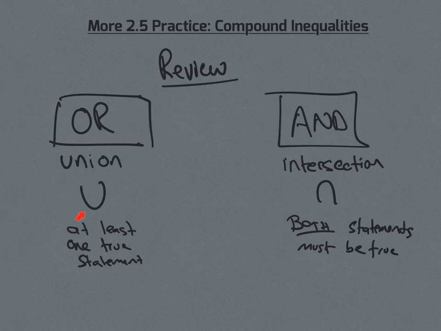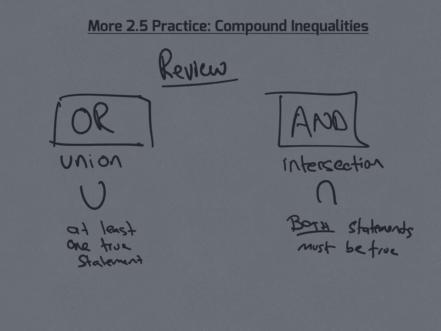And the union has this U symbol as a shorthand. And for an or statement, for an or problem, we need to make at least one of the statements true in order for the actual or statement to be true. Then with and, the word that goes with and is intersection. Okay, numbers greater than 3 and less than 10. All right, that's the intersection of those two sets of numbers. It's those numbers between 3 and 10. Okay, the intersection symbol is the upside down U. And for an and problem, both statements must be true.